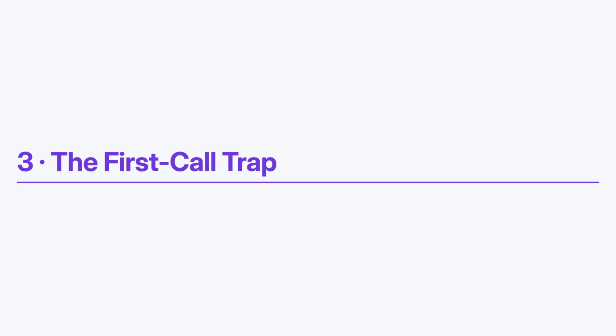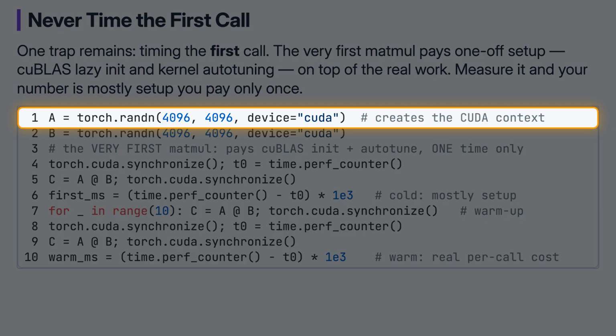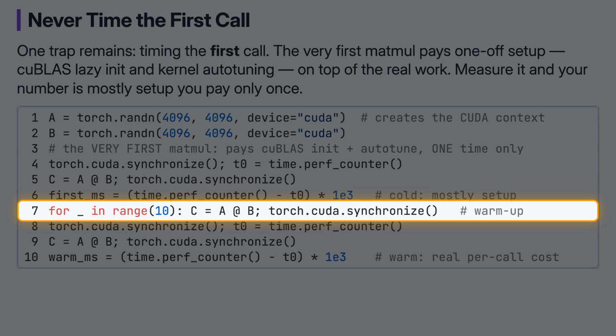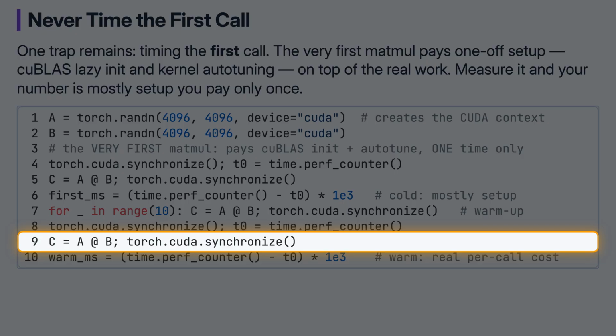Part 3. The first call trap. One habit is left, and it is the easiest one to miss. One trap remains, timing the very first call. The random lines create the CUDA context by themselves. The first matmul pays a one-off setup. It runs cuBLAS's lazy init and kernel auto-tuning. That cost sits on top of the real work, so the surcharge is the library init, not the context. The warm-up loop clears those costs first. Then the second reading is the real steady-state cost.